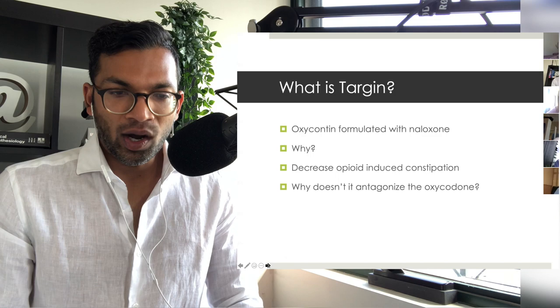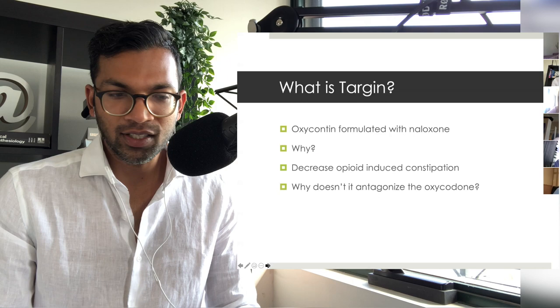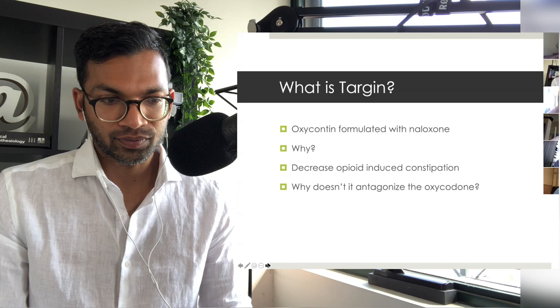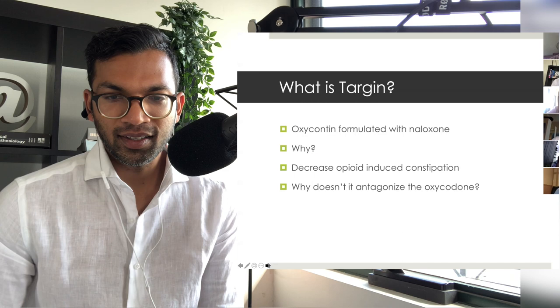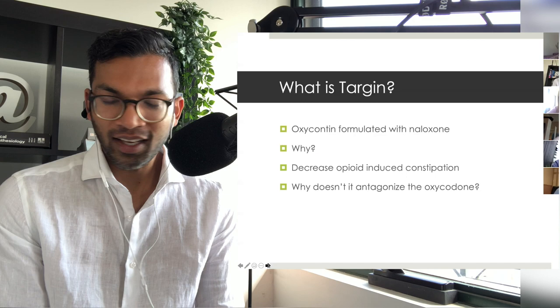Now, why doesn't it antagonize the oxycodone to stop all analgesia? I've mentioned it briefly before. What do you reckon? Is it to do with the liver metabolism? Exactly. So, it doesn't antagonize the product? Yeah, exactly right.